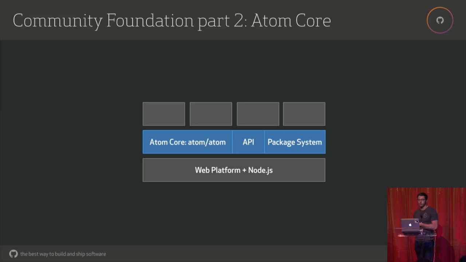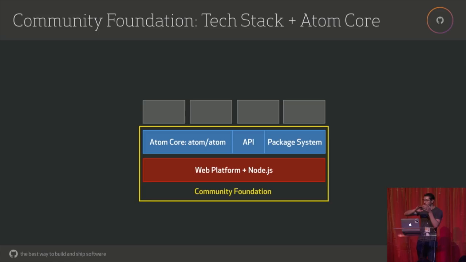And then we build consensus in Atom Core by keeping it open source and letting it be shaped by hundreds of contributors. These contributors have ranged from people making their first pull request ever to professional developers like the Nuclide team at Facebook. So that's the community foundation. It's the web platform on the bottom and Atom Core on top. And this is the thing that the community can rally around.